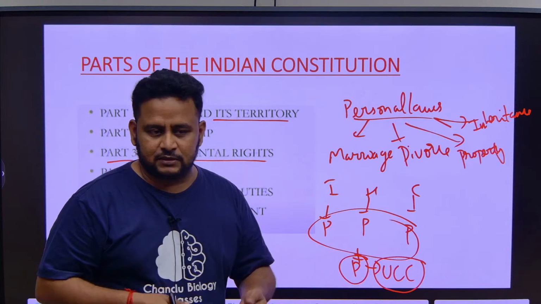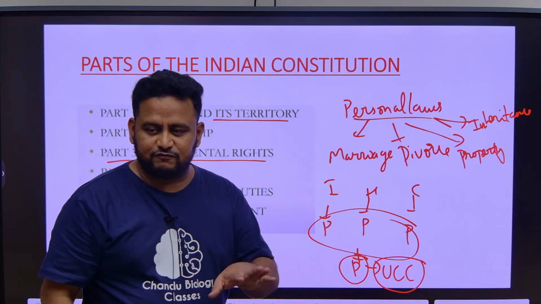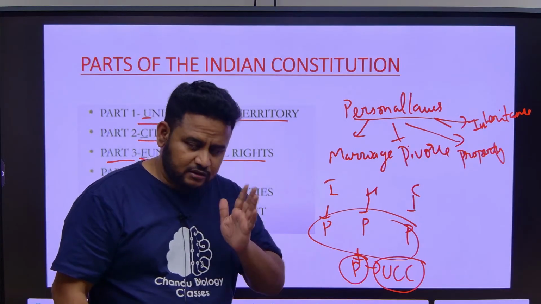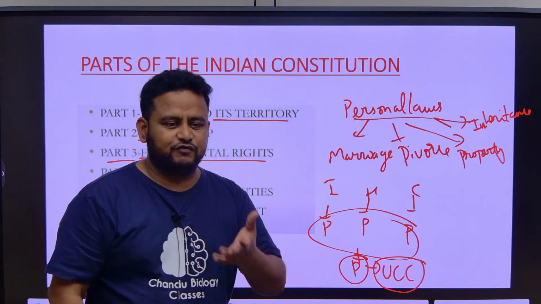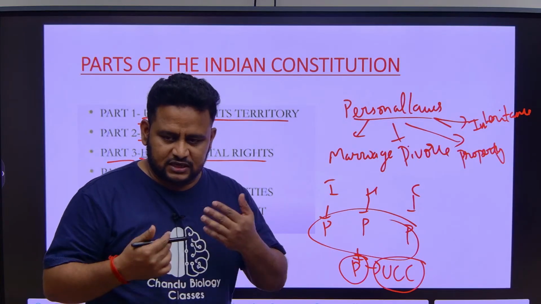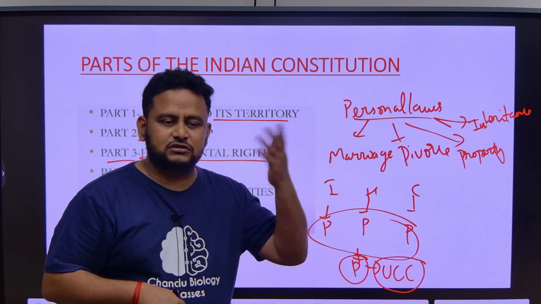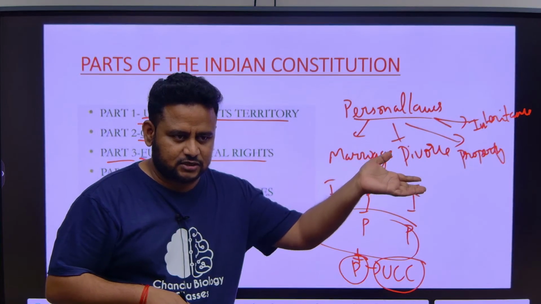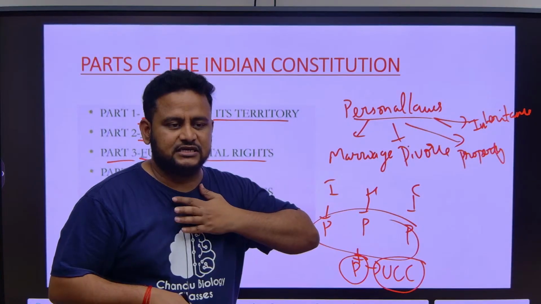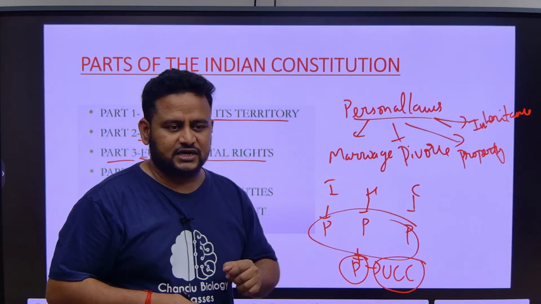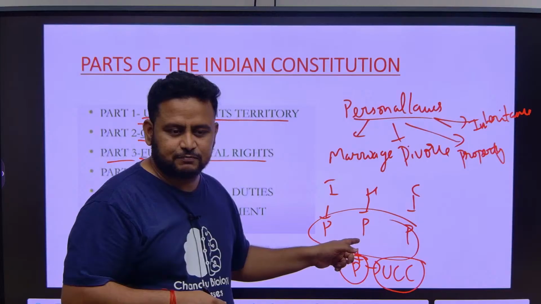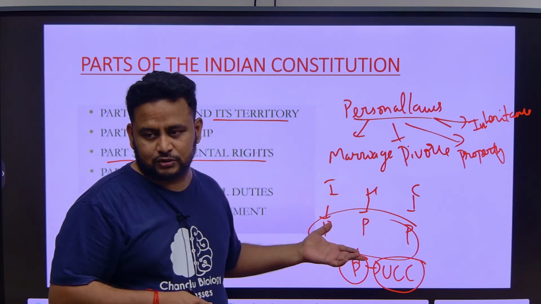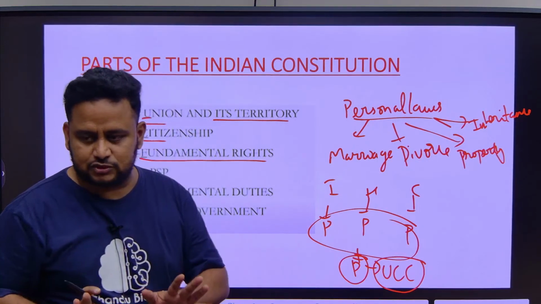What do you mean by enforceable or not enforceable? I will tell you when I talk about fundamental rights and also DPSP. For now, understand briefly: enforceable means if my right is violated, I can go to the Supreme Court or High Court, then they will check whether my right is violated or not, then they will make sure that my right is given. That is the meaning of enforcing the right. But directive principles of state policy cannot be enforced, they are not enforceable, that is, I cannot go to the court. This much background is enough when it comes to DPSP.